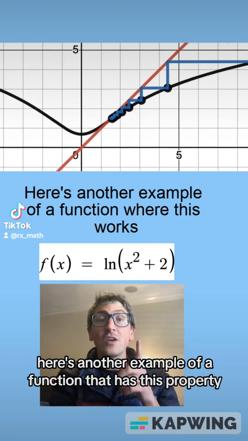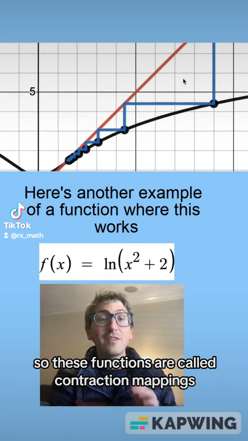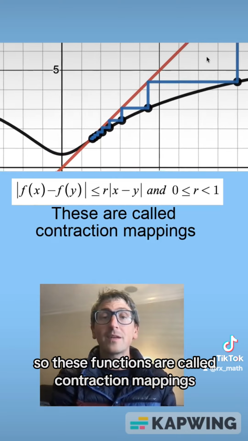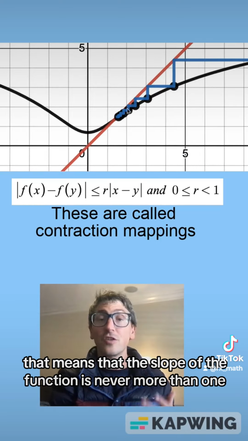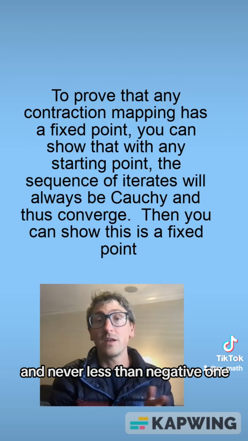For instance, here's another example of a function that has this property. So these functions are called contraction mappings, and basically that means that the slope of the function is never more than 1 and never less than -1.